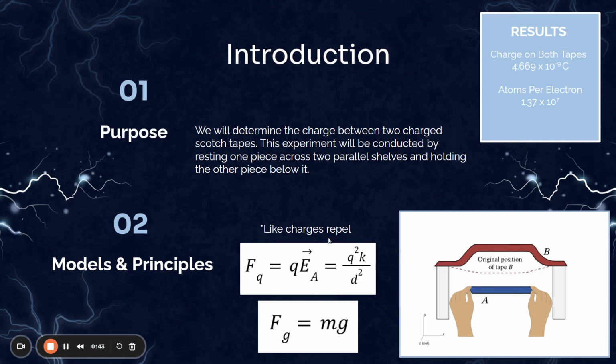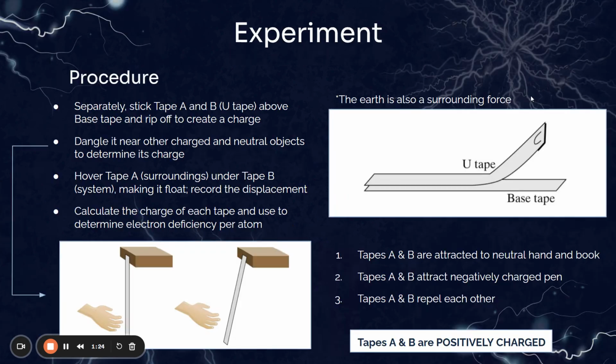The important equations to know are Coulomb's law, which states that the force of a charge on another charge, especially if those two charges are the same charge, which they are in this experiment, is the charge squared multiplied by Coulomb's constant divided by the distance between those charges squared. The force of gravity is also important, which is just equal to mass times the gravitational component, which is 9.81 meters per second squared.